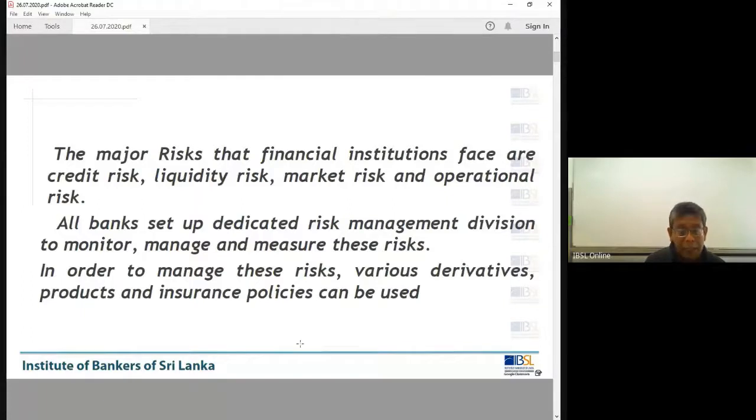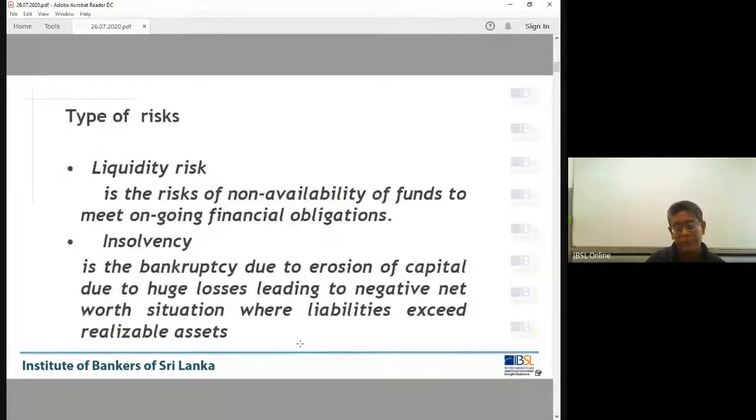Okay, so in order to manage some risks, as I mentioned earlier, there are various financial products and insurance policies, and some of the products we have discussed are available for banks, right? Now let's look at what those types of risks are. First, we'll take the liquidity risk.